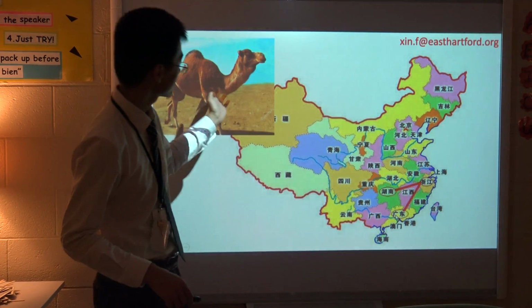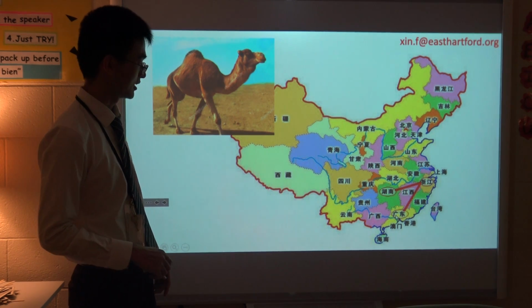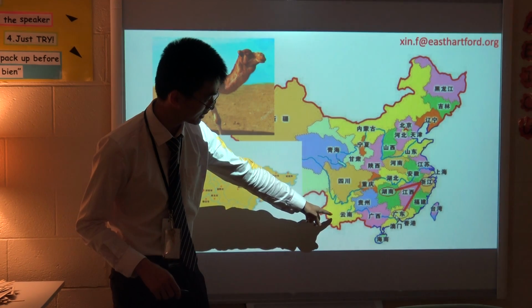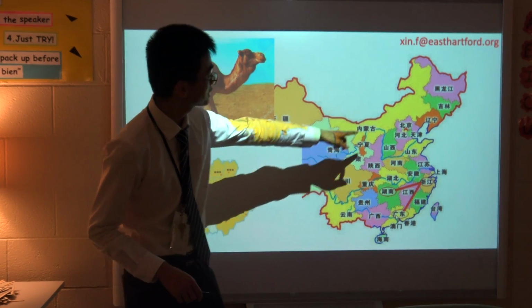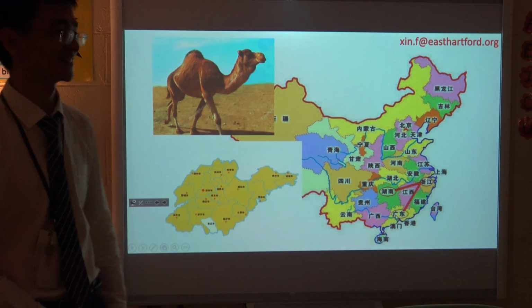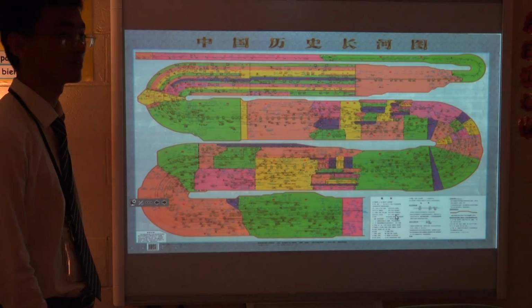So it's like a camel. Yeah. So, like this one. And there are some special ones like this one. It's like a bird. And this one is like a dinosaur, something like that. So many different pictures in the Chinese map because of the history.